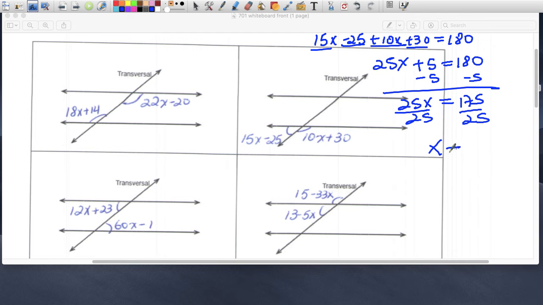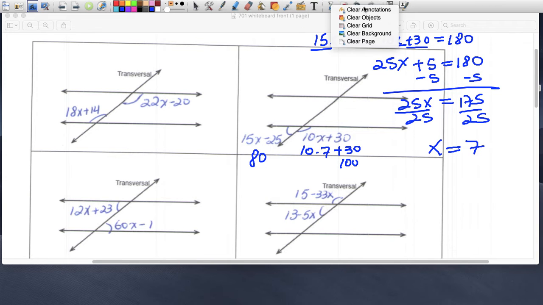You have a calculator, right? So 175 divided by 25 is 7. So again, we can go back here. So this would be 10 times 7 plus 30. 10 times 7 is 70 plus 30. This would be 100. If this is 100, I don't even have to do that one. Yeah, I know this is going to be 80.